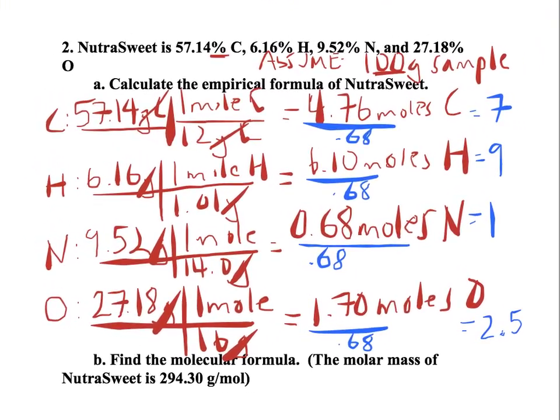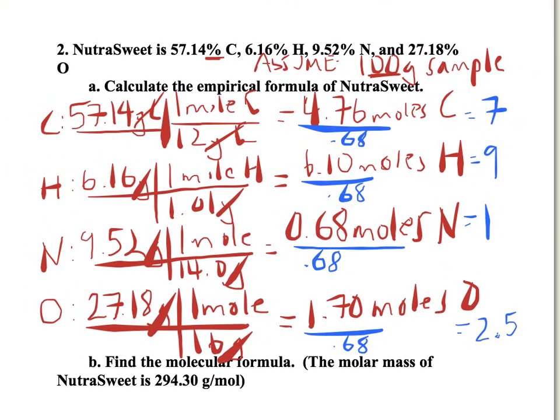So what we need to do is multiply these values by something that will get them all to turn into a whole number. Well, the easiest thing that we can do here is multiply them all by 2. So 7 times 2 is going to give us 14. 9 times 2 is going to give us 18. 1 times 2 is going to give us 2. And 2.5 times 2 is going to give us 5. So these are the final values that I will use for my empirical formula.